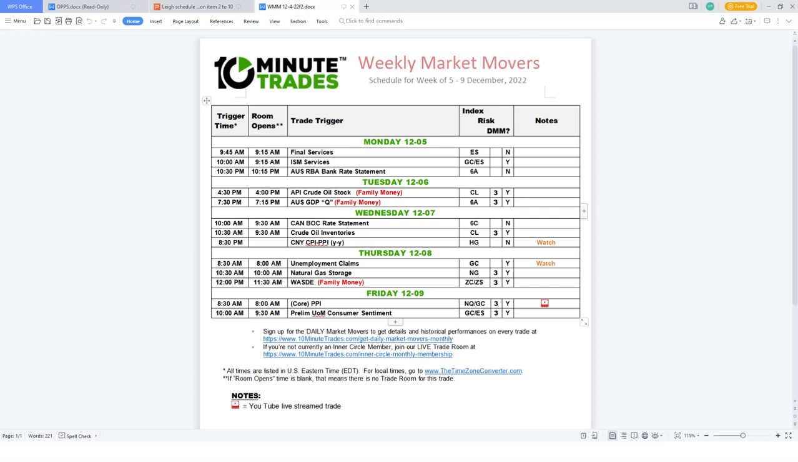Also, if you're a trade room member, and a whole bunch of you have opted into the trade room for December, when you're just getting ready to enter the trade room, you'll be in the trade room lobby, and in that lobby, you'll see the schedule also.